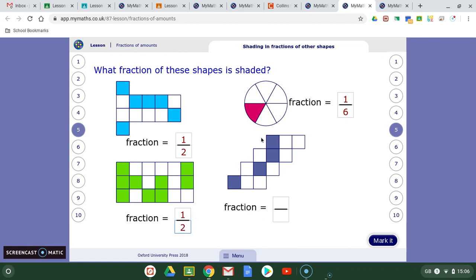And then let's have a look here, the dark blue one. 1, 2, 3, 4 are shaded out of 1, 2, 3, 4, 5, 6, 7, 8, 9, 10, 11, 12. And I can divide that by 2, so I get 2/6. And then I can divide that by 2 again, so I get 1/3. Okay, 1/3. Let's see if that's right. Lovely. So you see that we have to simplify your fraction, otherwise you won't get the right answer.